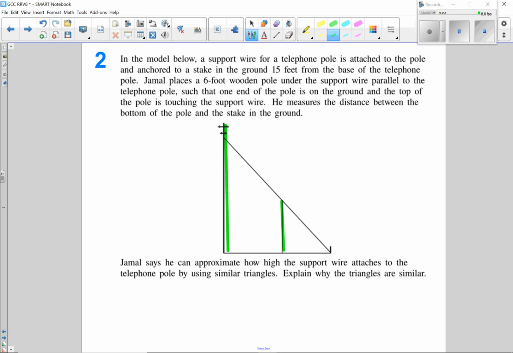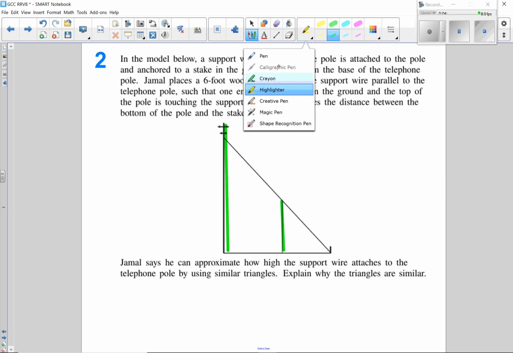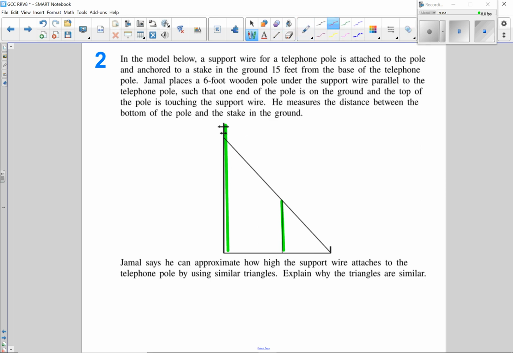Jamal says he can approximate how high the support wire is attached to the telephone pole by using similar triangles. Explain why the triangles are similar. So in fact, we do have similar triangles. We don't really have a lot of math to have to do here because the fact that I now know that these are parallel means that their corresponding angles are also equal.